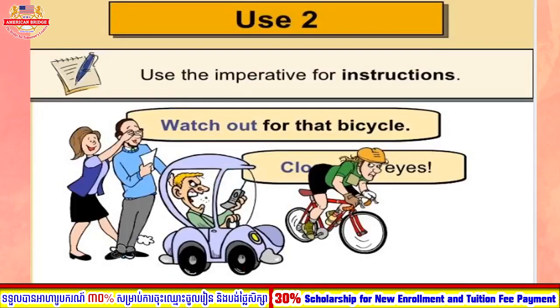The imperative you can also use with instruction. You can see in this picture: watch out for that bicycle, close your eyes. This one we call instruction. Instruction is the way that you need to follow. Look at this picture, the girl closes the eyes of the boy, and another person watches out for that bicycle. Now let's move to another one.